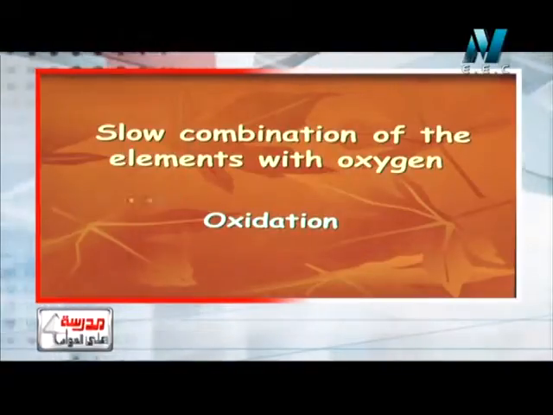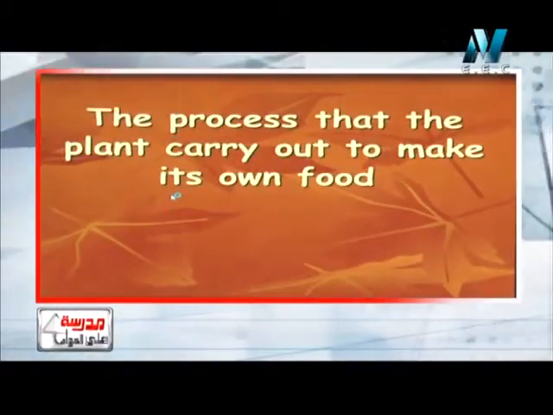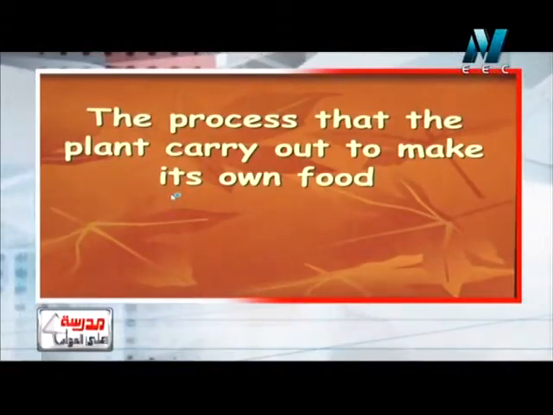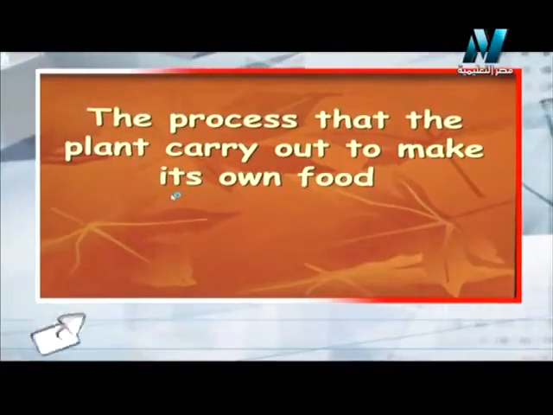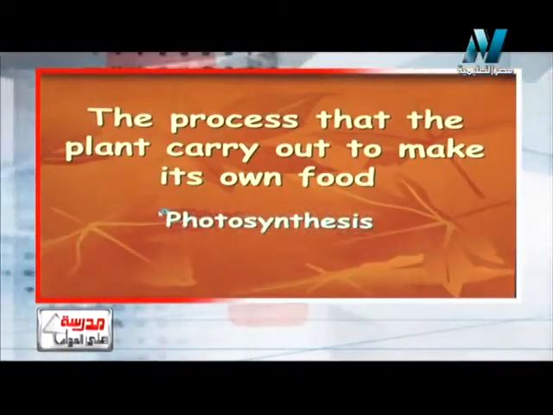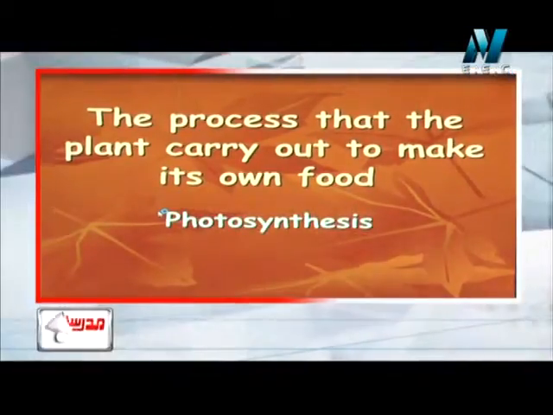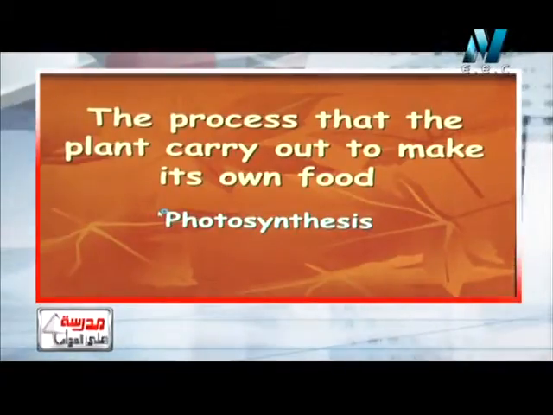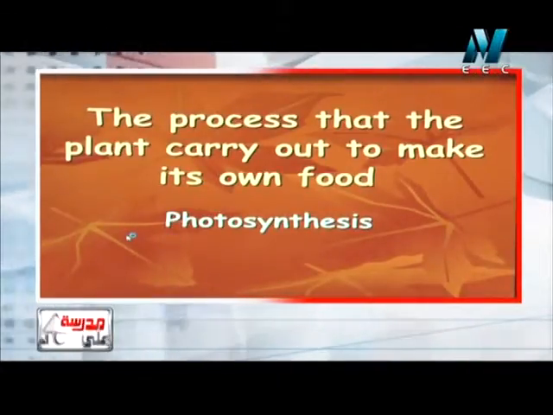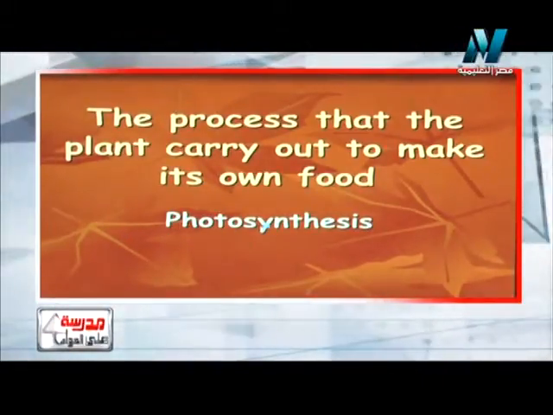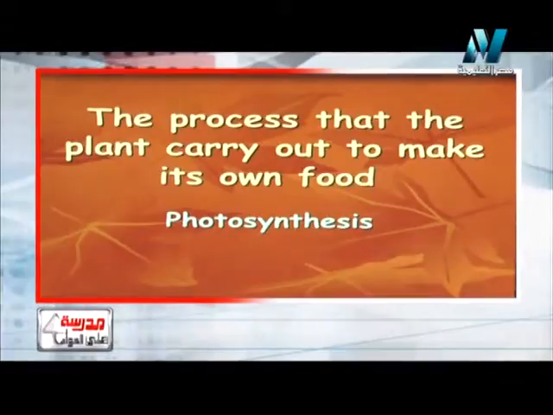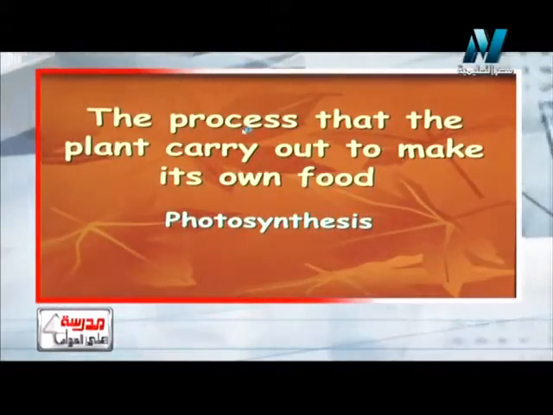Okay, again, slow combination of the element with oxygen, it will be oxidation. The process that the plant carries out to make its own food. I think it's a very easy question. Photosynthesis. It's a process that the plant carries out to make its own food. We will call it photosynthesis. The word photosynthesis is a bit long, but we pronounce it like this. Again, the process that the plant carries out to make its own food, photosynthesis.